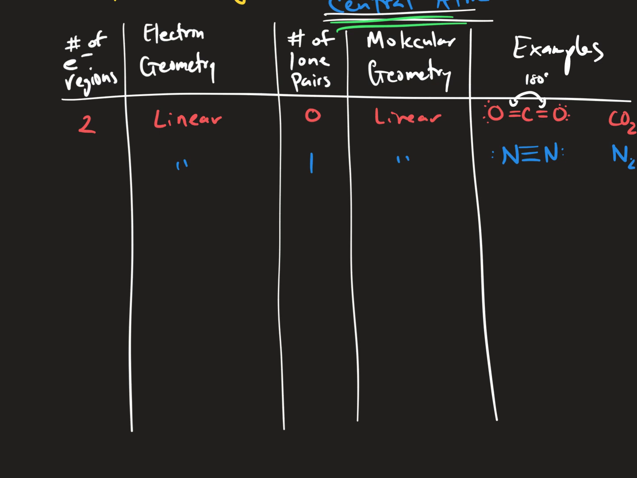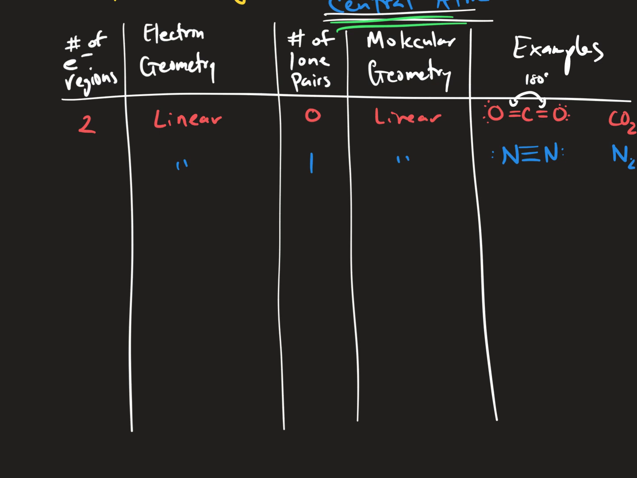So which one is the central atom here? Nitrogen or nitrogen? Pick one. Doesn't matter which. So if I pick the one on the left, there's my central atom. How many regions do I have around that central atom? 1, 2. Regions of electrons. You with me?